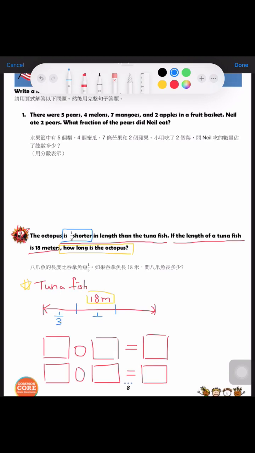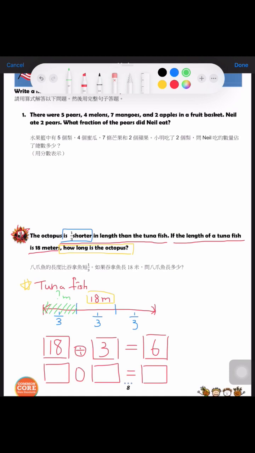So kids, do you know what is the length of each part? 18 meters split into 3 parts. So each part, what is the length? Let's write the number sentence together. 18 divided by 3 equals 6. So the length of each part is 6 meters.